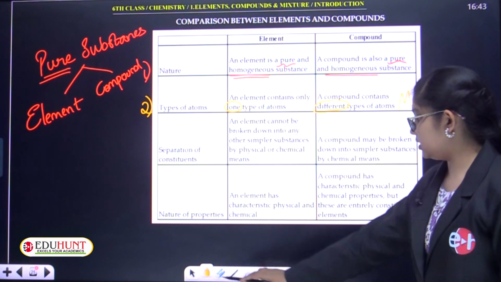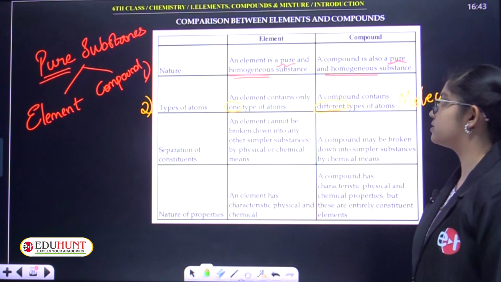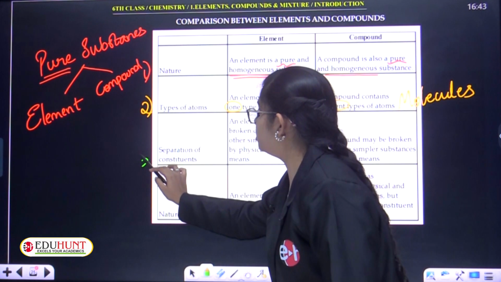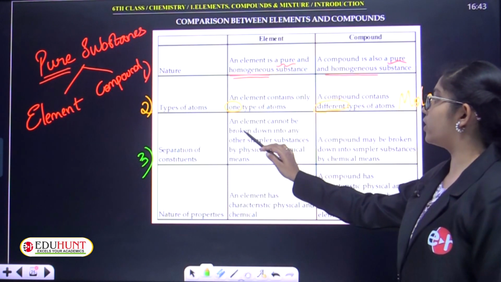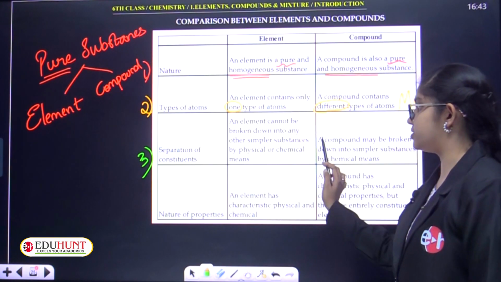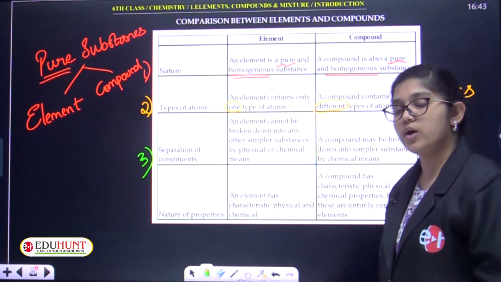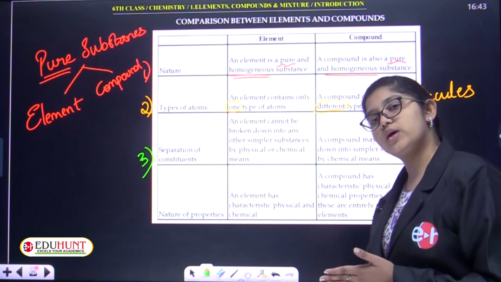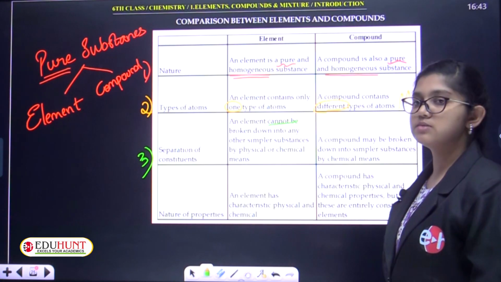Okay. The third one, separation of constituents. An element cannot be broken down into any simpler substances by physical or chemical means. We know that because element is only a small one. How can it be divided into a smaller one? No. So it cannot be broken down into other simpler substances.